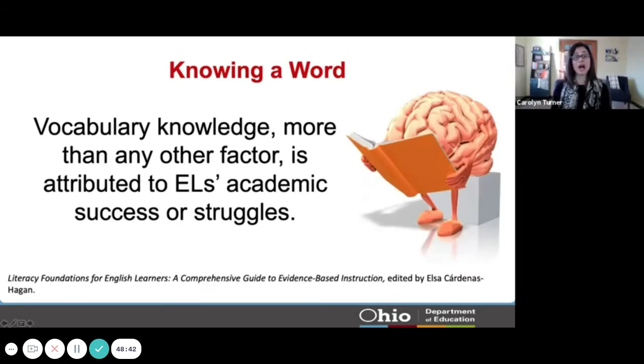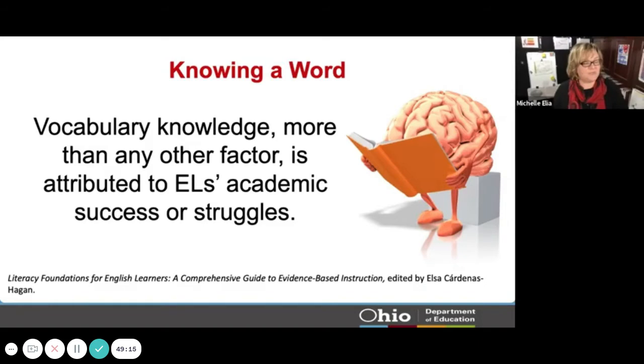And vocabulary knowledge, having that knowledge more than any other factor, can be attributed to our English learners' academic success or struggles. Once you've decoded the word, if you don't know what that word means, you've decoded it, but that's not going to help you then with the rest of the text. That is what is critical to reading comprehension. You've got the decoding elements. Now we have to know what those words mean in order to really, truly understand our text.